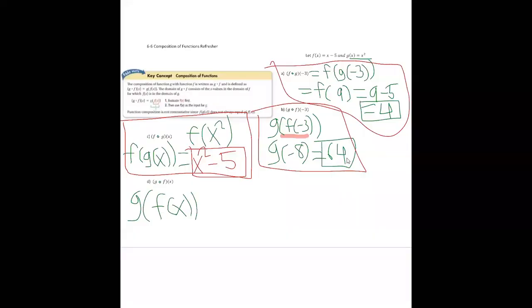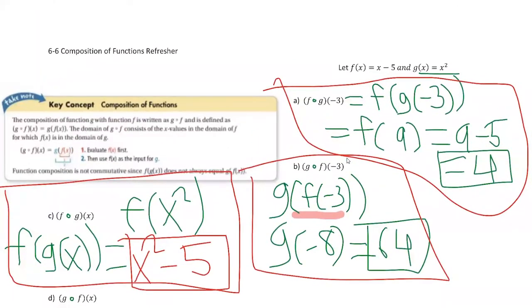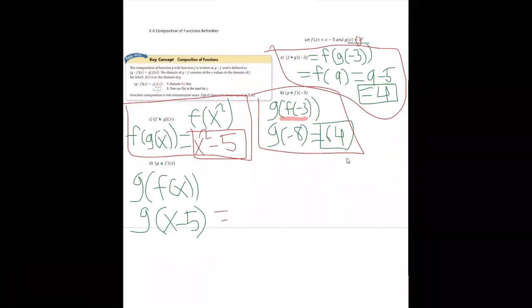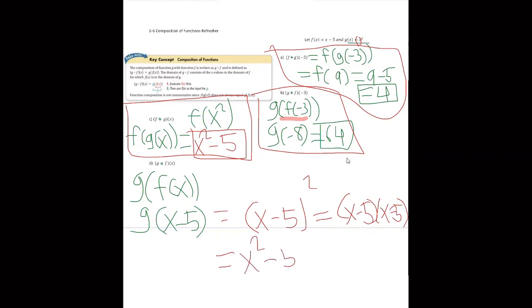All right, so hopefully we'll see how you did, but you would have g of f of x, and f of x is x minus 5. Since we're not plugging in a value, we're just writing what the function is. So you're going to replace any x's in the g function with x minus 5. So this would really turn into x minus 5 to the second power, which you could FOIL out. So if you FOIL that out, that would be x squared minus 5x minus 5x plus 25. So if you condense that down, you would have this.